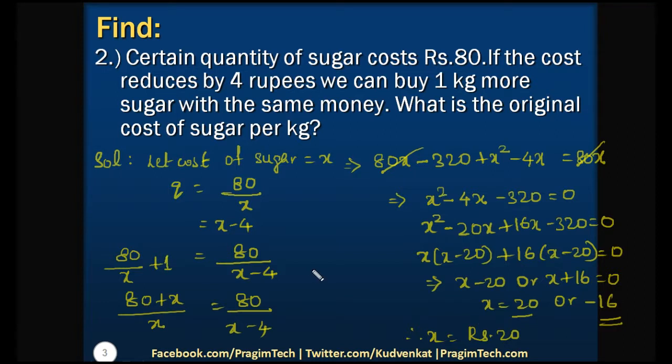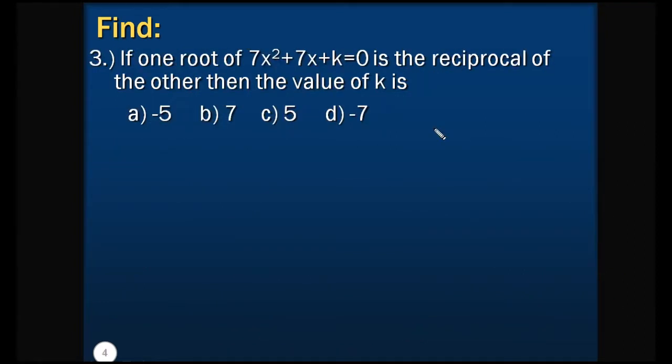Let's look into one more different type of question. Third question, this is based on the roots of the equation. It's given that if one root of 7x square plus 7x plus k equals 0 is the reciprocal of the other, then the value of k is. Let the roots of the quadratic equation be alpha, and it's given that one is the reciprocal of the other, so the other root will be 1 by alpha.